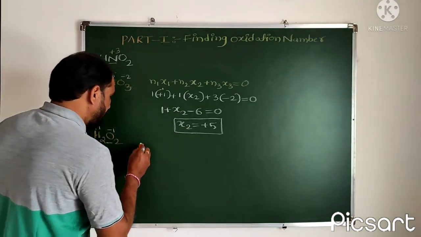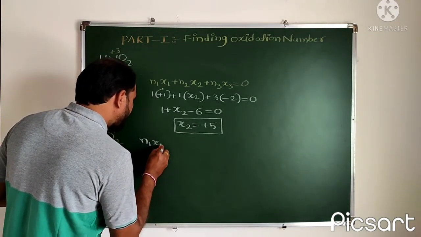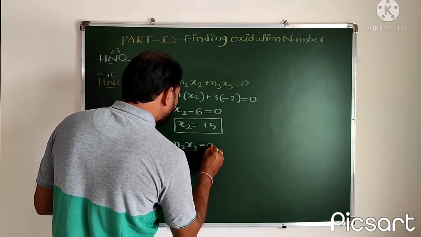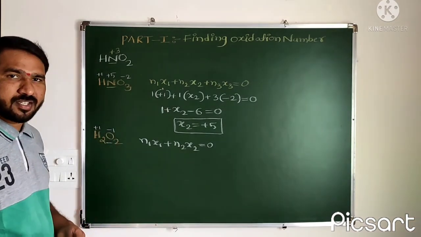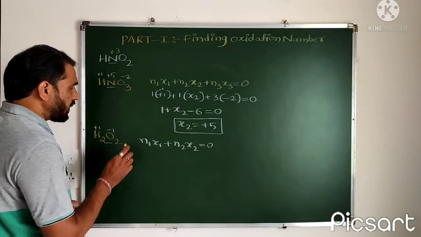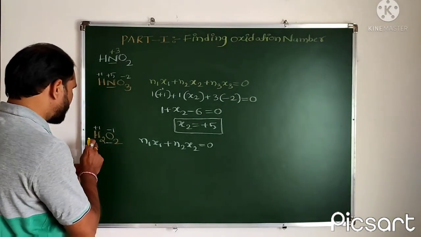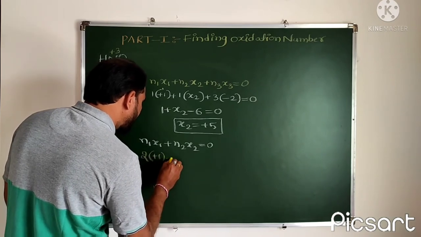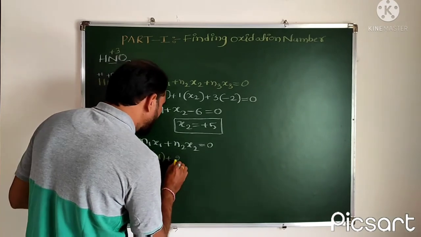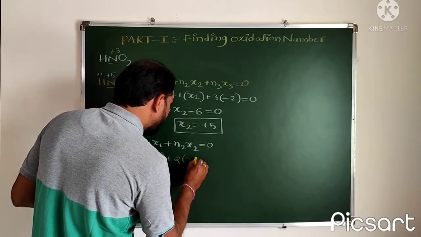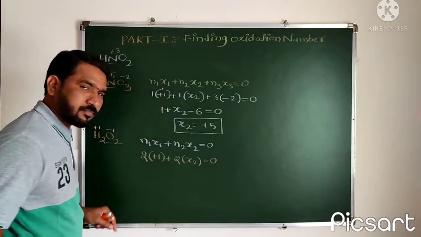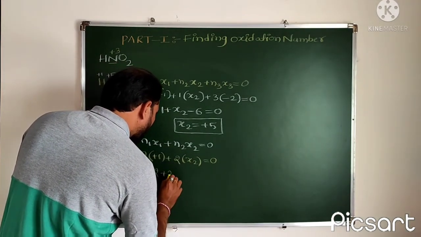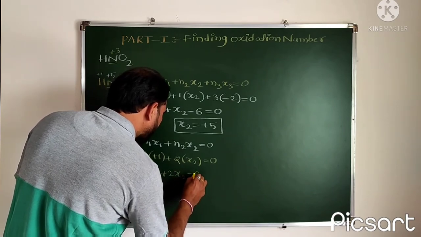Let me use the formula. Here N1X1 plus N2X2 is equal to 0, because two types of atoms are there in the molecule H2O2. Coming to N1, number of hydrogen atoms, two hydrogen atoms are there, each oxidation state is +1, plus number of oxygen atoms 2 into X2. We need to find out that one only, that is equal to 0. So 2 into +1, 2, plus 2 into X2, 2X2, that is equal to 0.